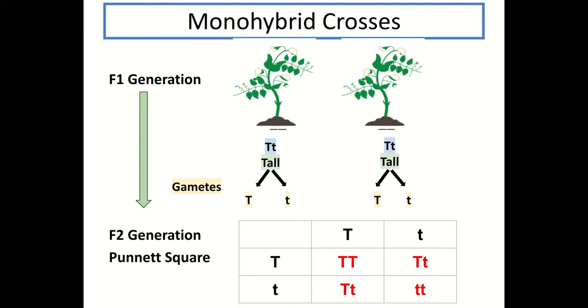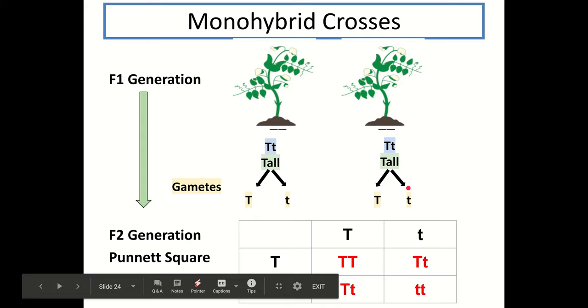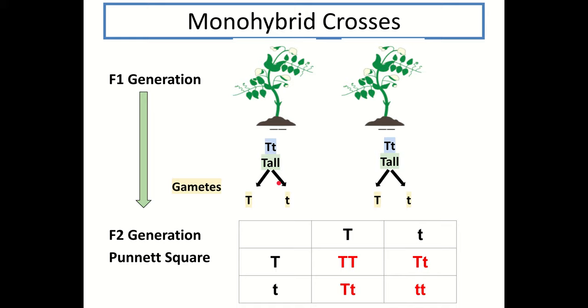So to make this easier, we use something called a Punnett square. To do this, we draw the following table that's at the bottom of the slide. We then take one of the sets of gametes and put them down the left-hand side, and we take the other set of gametes and put them along the top. It doesn't matter which way around these go, but the two gametes have to stay together. So these two can go down the left or up the top. These two can go down the left or up the top. It doesn't matter, but they have to stay together.